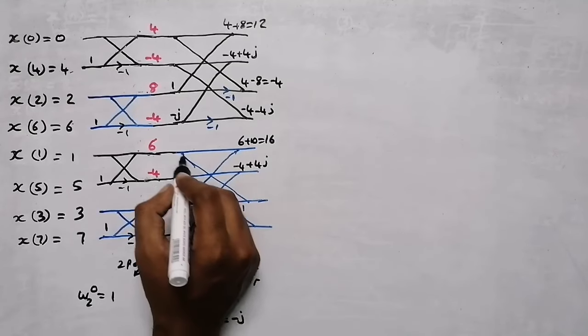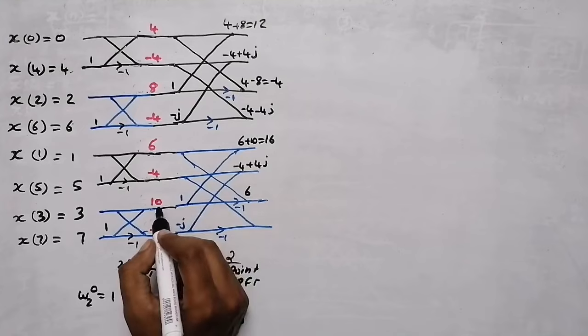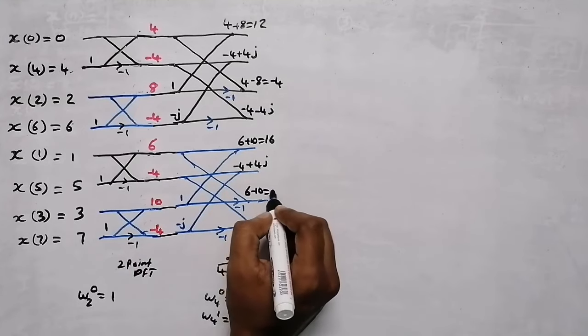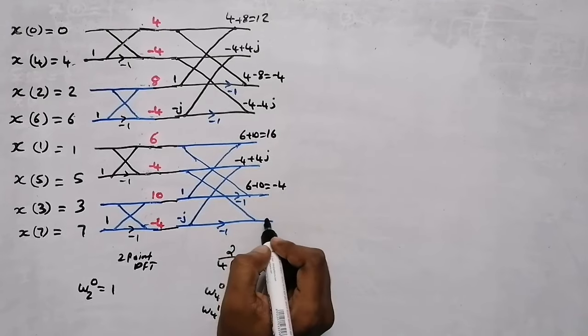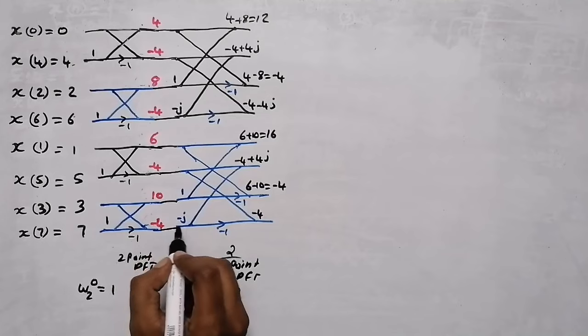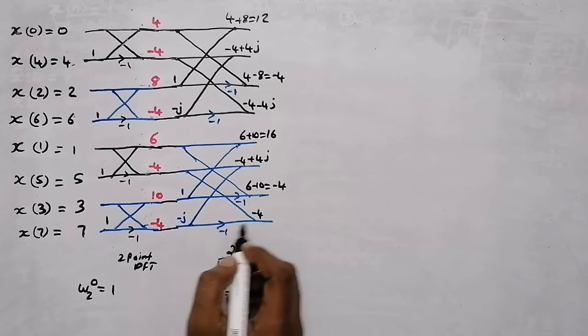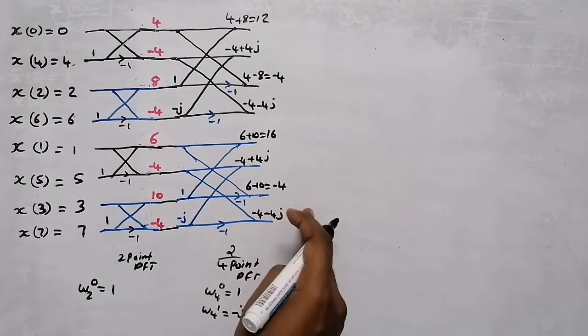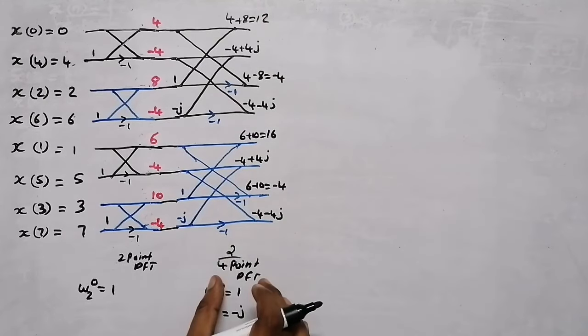Now this line, the value is 6, then 10 into 1 is 10, into minus 1 it will be minus 10. So 6 minus 10 will be minus 4. Now the last value, the line is minus 4, then minus 4 into minus j will be 4j, 4j into minus 1 will be minus 4j. So these are the values that are going to come at the end of the 4-point DFT.